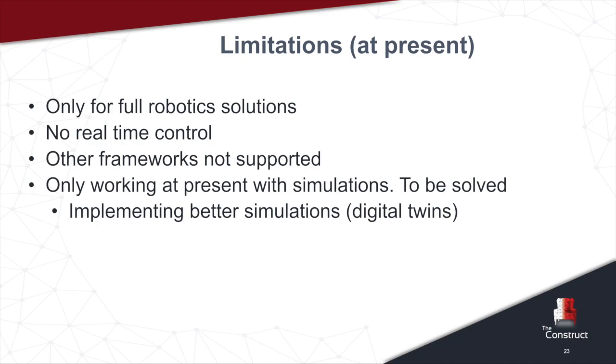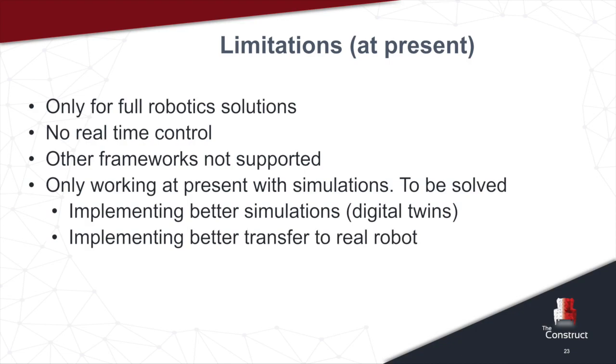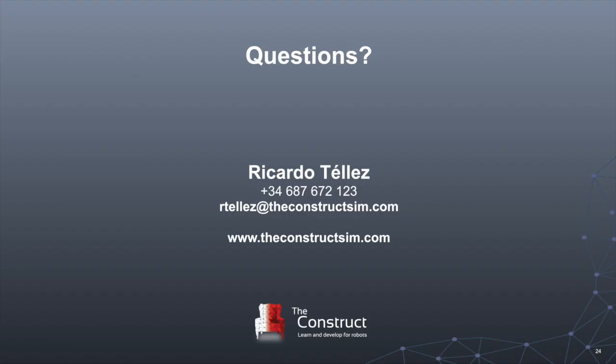Since it only works with simulation, we will implement better simulations and apply the concept of digital twin into our system, and also implement better transfer to the real robot. As you have seen in domain randomization, you can train in the simulation and then transfer to the real robot. This is a subject that needs to be improved in the current simulation systems, and we are working on that to make this better.